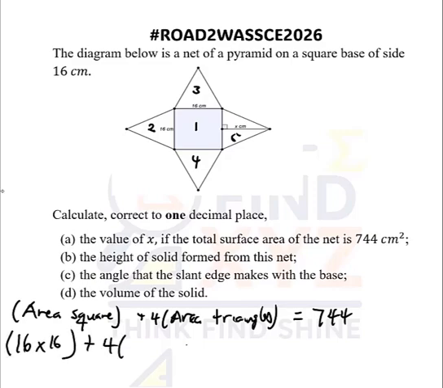And how do you find area of a triangle? A triangle is half of a square or a rectangle. So I'll do half base times height. This should give us 744. Then 2 can divide 4. That will leave us with 2. What is 16 times 16? That will give us 256. Plus 2 of the base times the height is equal to 744.